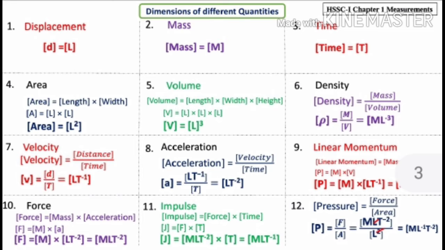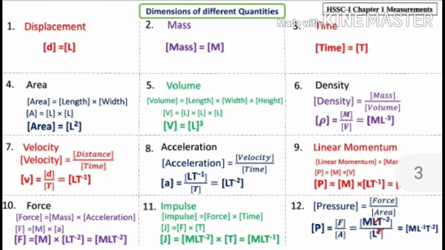Next one is the impulse. Basically, impulse is the product of a force multiplied by a short interval of time, so it is represented by J. Impulse is a large force applied on a body within a short interval of time, so its formula is F multiplied by T. As we calculated, force dimension is M L T inverse square, and with the dimension of T, it becomes M L T inverse.